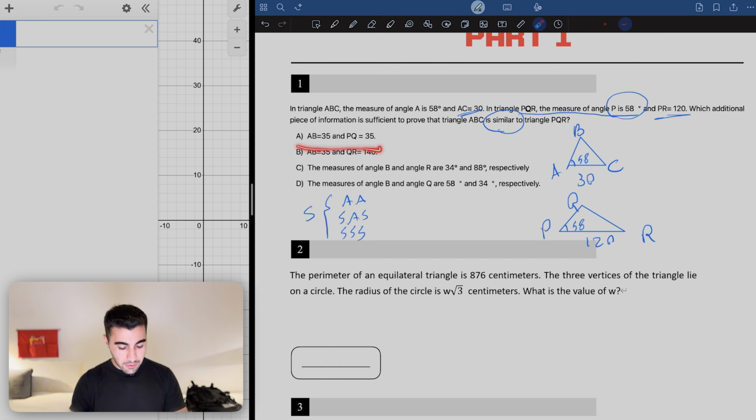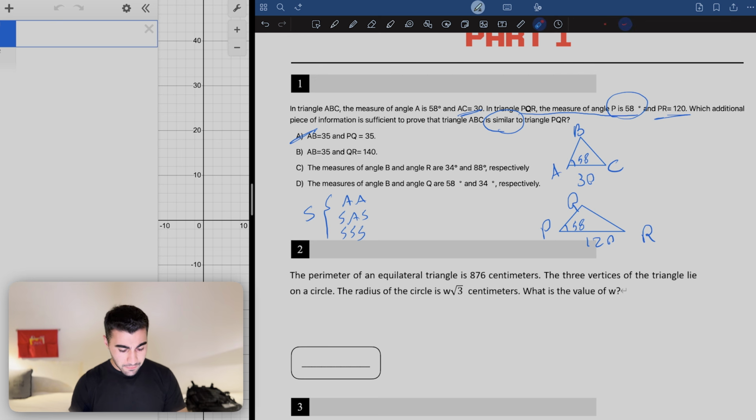So check the choices. AB is 35, PQ is 35. So if here's 35, here is also 35. Are these two triangles similar? So here's 30, here's 120. That is 4 times this, right? 120 is 4 times 30. So the proportion between the two triangles is 4 times. That means if here is 35, the side, then this side PQ should be 4 times 35, which is 140, right? So this is not correct, right? Because they should be proportional, but they're not proportional here. So choice A is out.